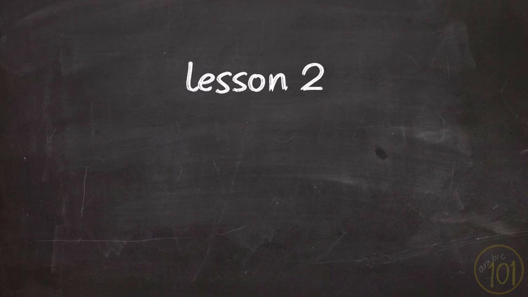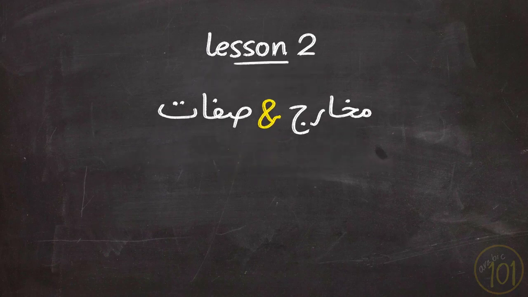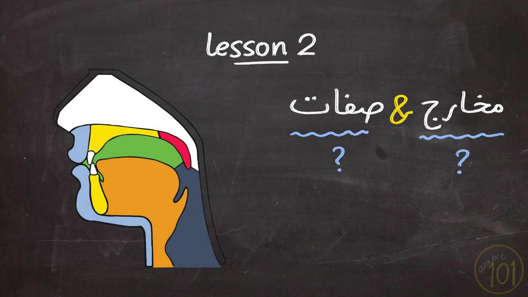This is lesson 2 of Makharij and Sifatul Huruf series. Last lesson we learned the meaning of Makharij and Sifat. We learned the names of the 5 main areas from which a sound is produced. We also learned that each of these 5 areas contains one or several Makharij or articulation points.